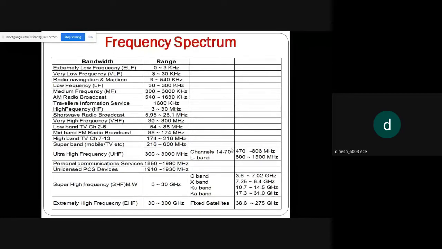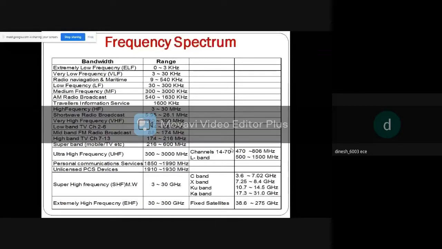Then you have the extremely high frequency, which uses fixed satellites, the frequency range of 30 to 300 gigahertz, which is operational only during 38.6 to 275 gigahertz. These are the services provided by Inmarsat.